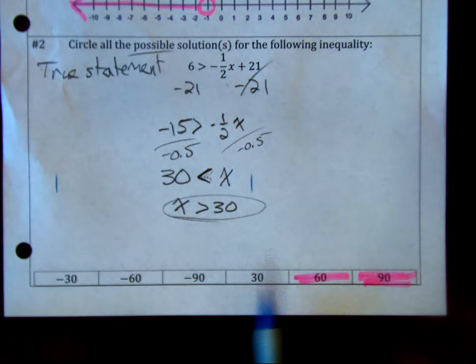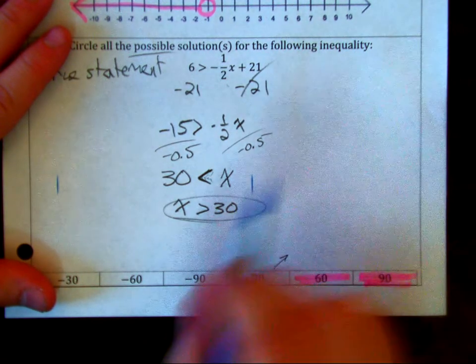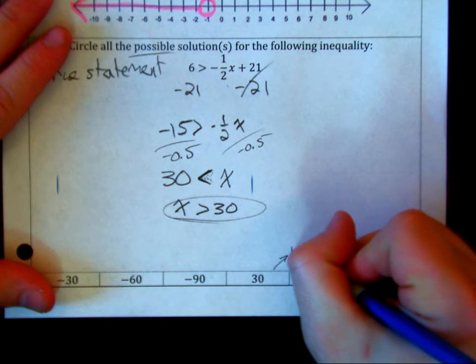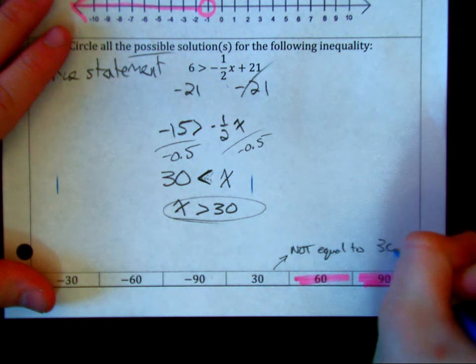Would we include 30 as an answer? No. Why not? Because there's no line on the end. So since it says strictly greater than, we're saying it's not equal to 30. So again, be careful on that.